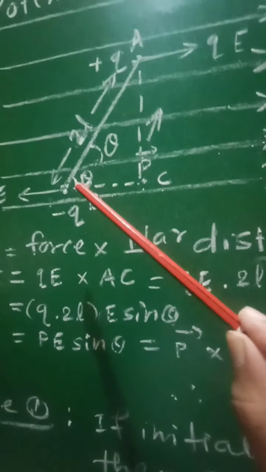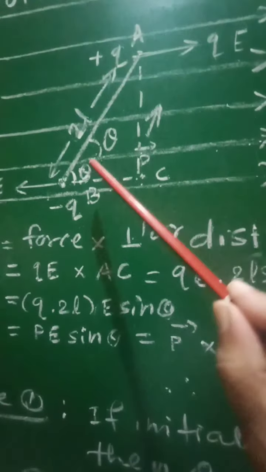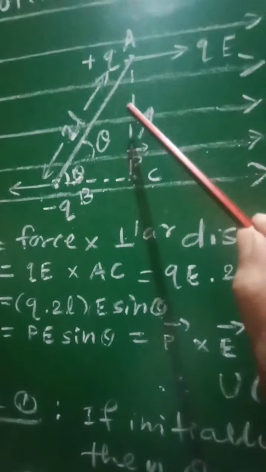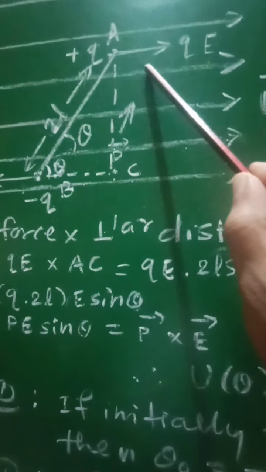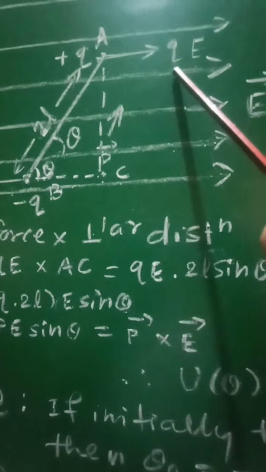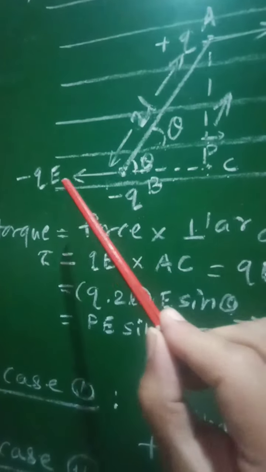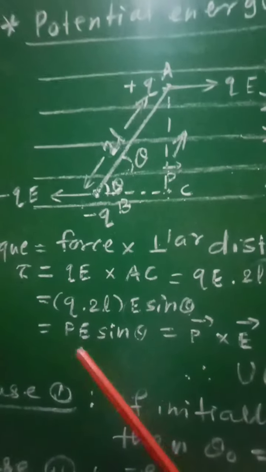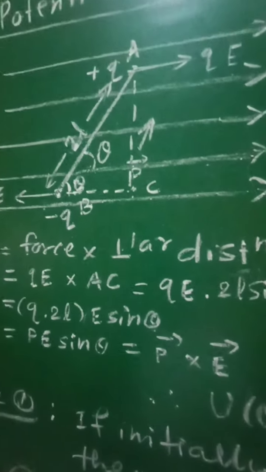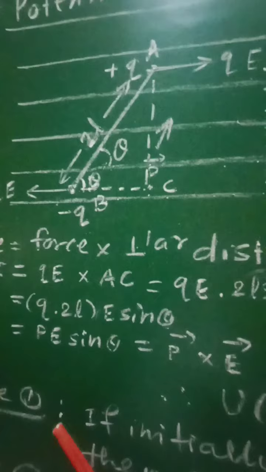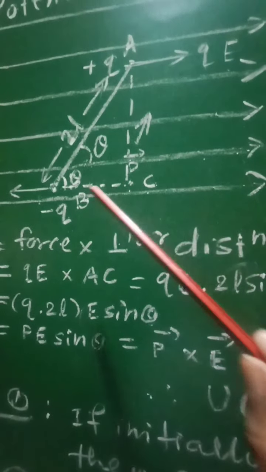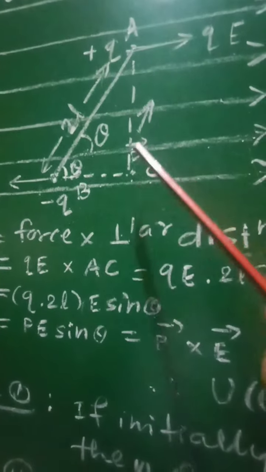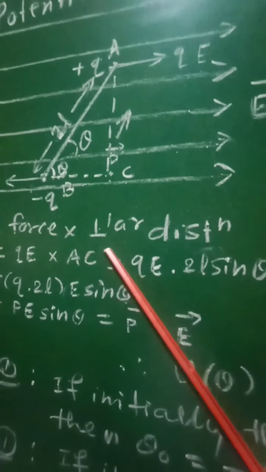Now when that electric dipole is placed in the external electric field, the plus q charge will be acted upon by the force qE in the direction of the electric field, and the minus q charge will be acted upon by force minus qE in the opposite direction to that of the electric field. As two equal and opposite forces are acting on the electric dipole, it will get rotated.